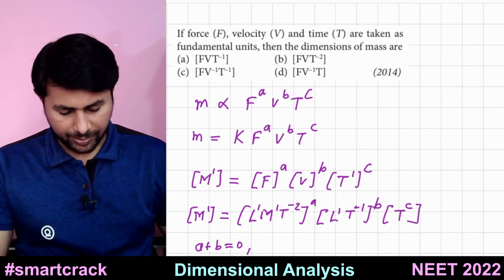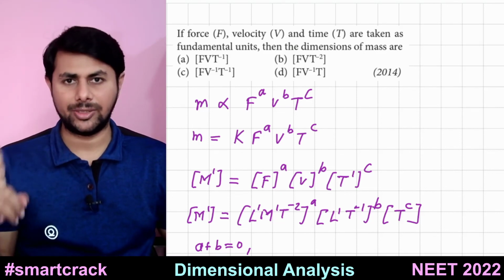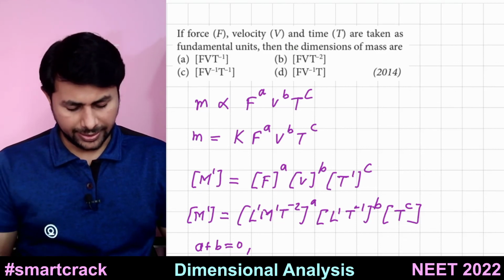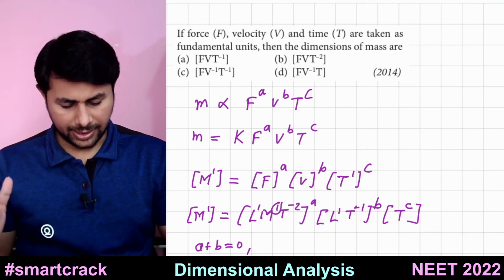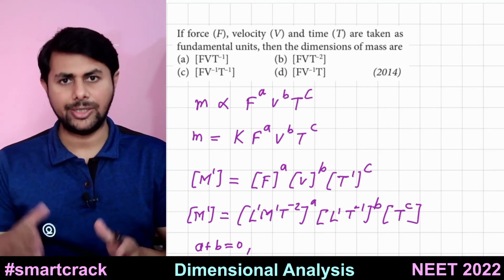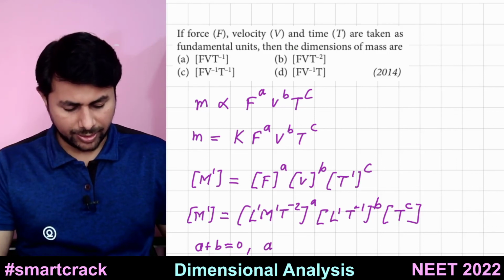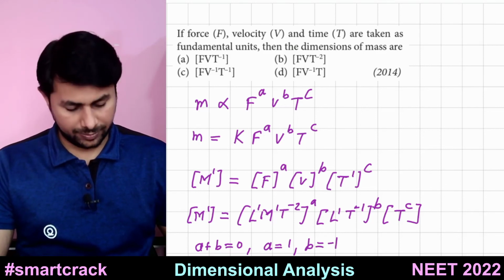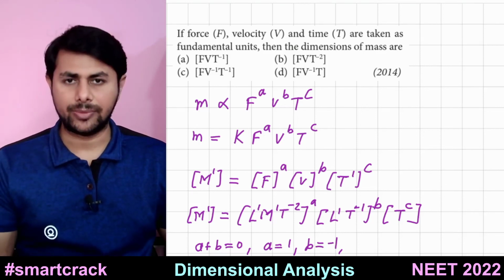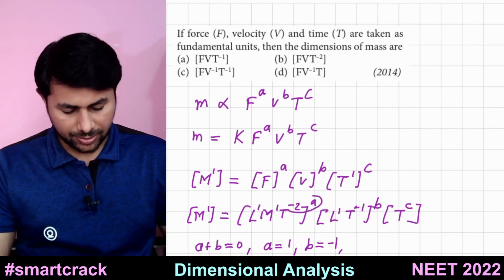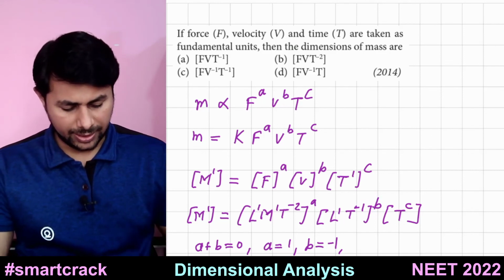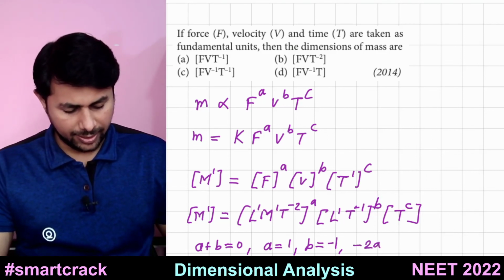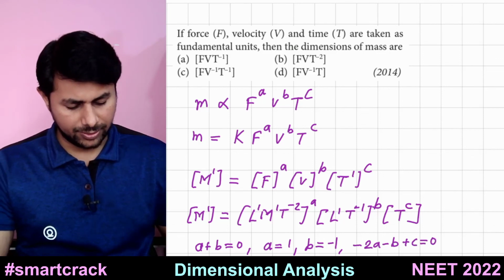And then if we take power of m, so it is m raised to 1 on left hand side, and on right hand side it is m raised to 1a. Okay, that is m raised to a. So a should be equal to 1, comparing the powers of m. Okay, that means b is equal to what? It is minus 1. And then comparing the powers of time, so we have T raised to minus 2a from this term, minus b from this term, and plus c from the last term. So it is minus 2a minus b plus c equals to 0.